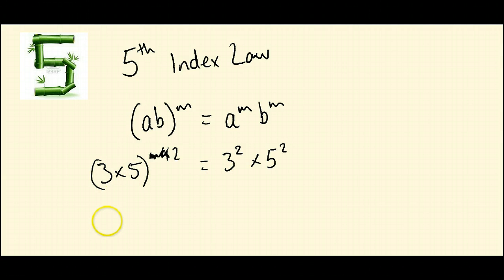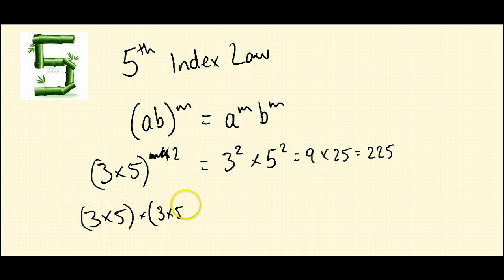Now let's check if that makes sense. And remembering this is going to come out to 9 times 25, which is 225. Alright, let's check it. So 3 times 5 to the power of 2 means 3 times 5 times 3 times 5. It's squared, so whatever's in the bracket's got to be multiplied by itself. That's what we've got there.